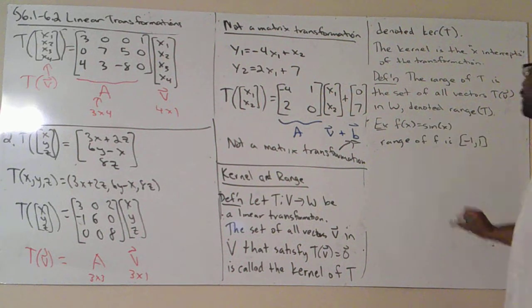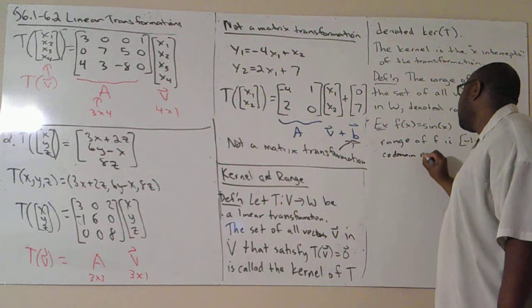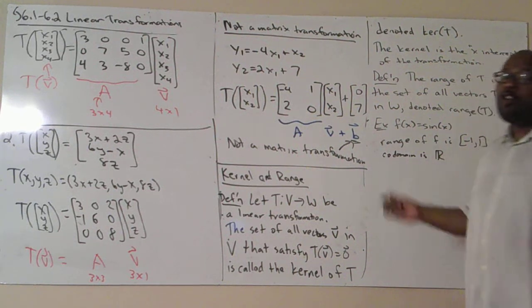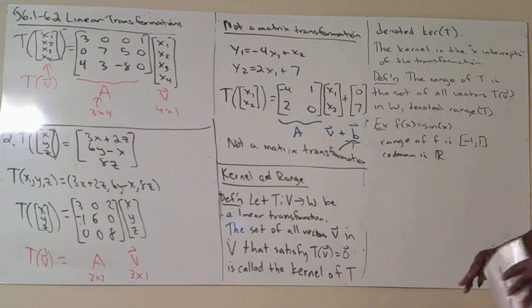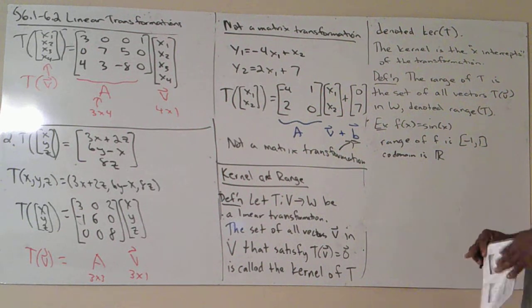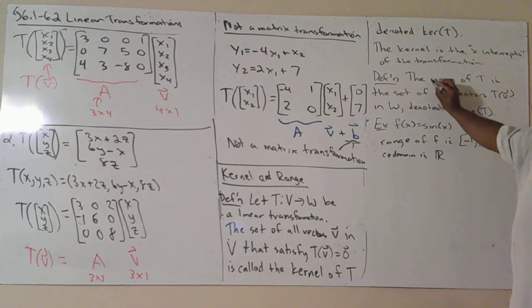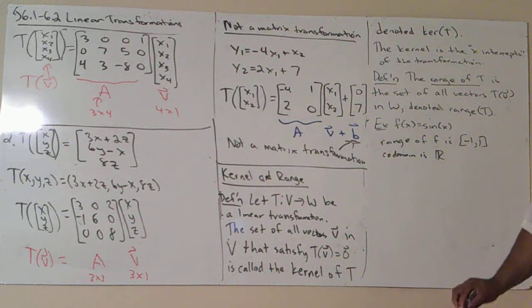Its codomain is R, right? The codomain of this function is all real numbers, but its actual range inside of that codomain is just from -1 to 1. So what we want to do is find the range of the linear transformation. The range of the linear transformation.